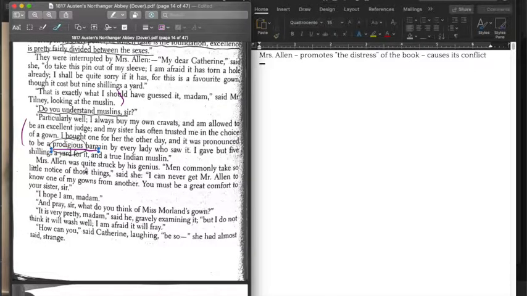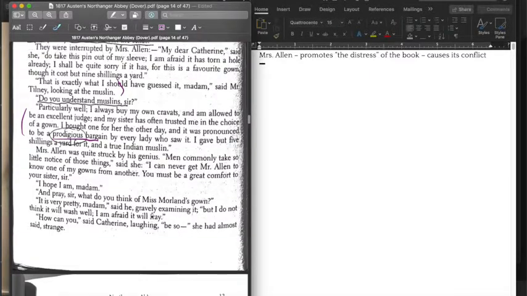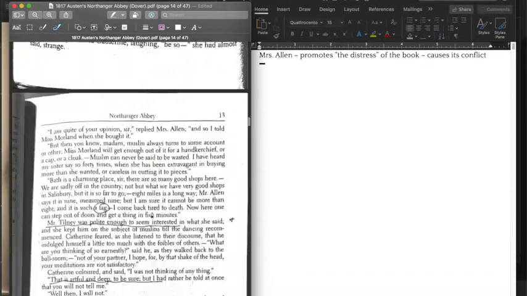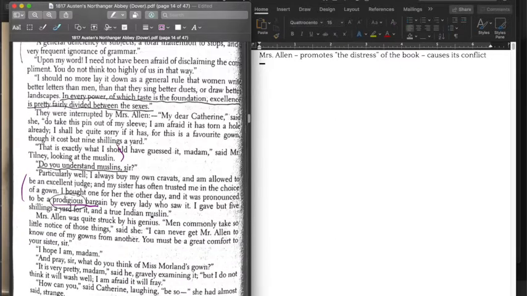I gave but 5 shillings a yard for it, and a true Indian muslin. Okay, this is like Mrs. Allen's favorite topic, right? She was quite struck by his genius. Men commonly take so little notice of these things. Yep, her husband is very... Okay, so now we've met Mr. Tilney. This is a great opportunity then to switch. I want to go to page 18.